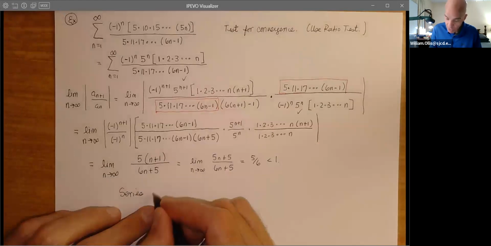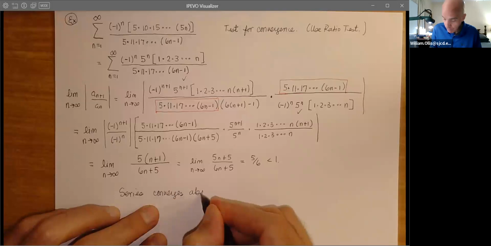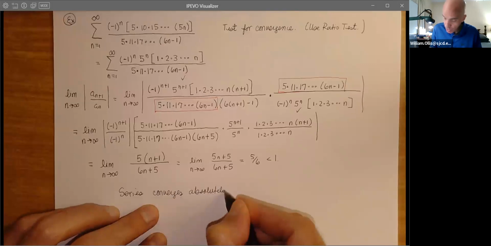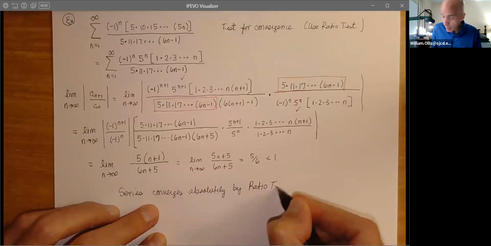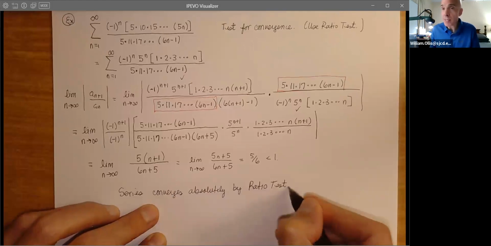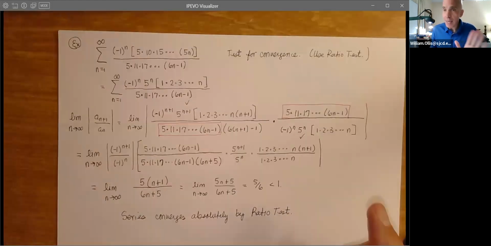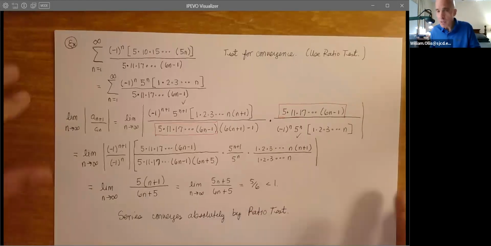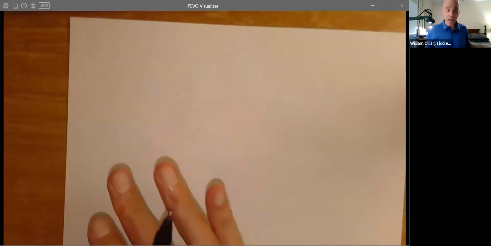Series converges absolutely by ratio test. So not only does this alternating series converge, you can clear away the alternation of sign, and that series converges. So this is clearly a powerful test where you get a twofer, so to speak. So that's an excellent example. Again, I'm sure you will master it like all of you do.